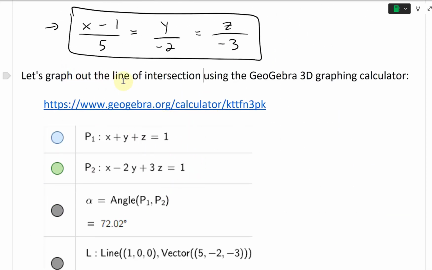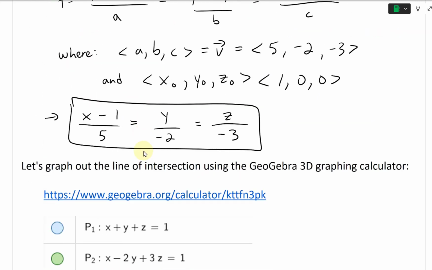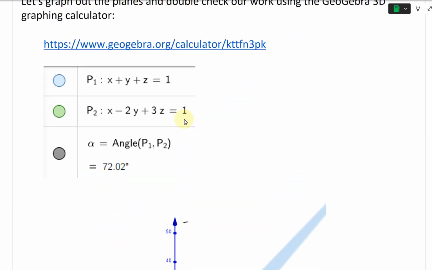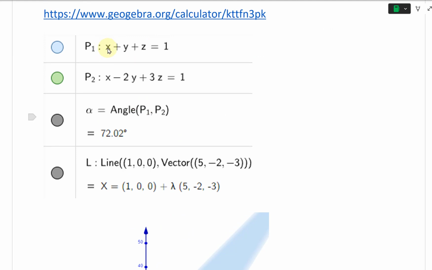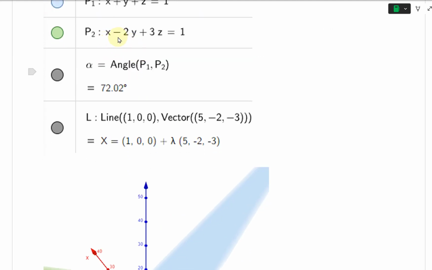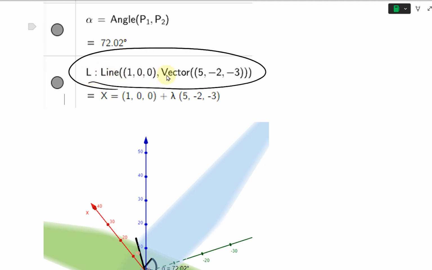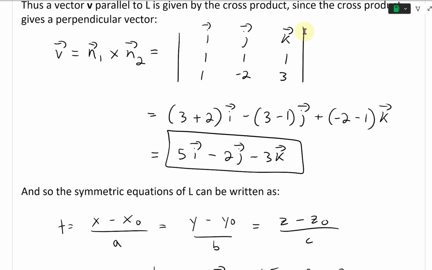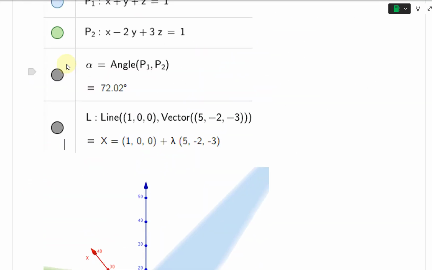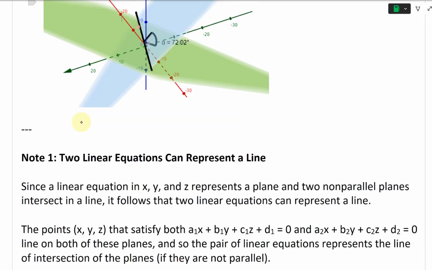Alright, so then we have the symmetric equations. Let's just graph this out. So let's graph out the line of intersection using, again, the amazing GeoGebra 3D graphing calculator. There's a link to it, and I'm just using the same link as above. It's the same equation, just added more terms, just to add the line of intersection. So there's plane 1, x plus y plus z equals 1. There's plane 2, x minus 2y plus 3z equals 1. There's the angle, 72 degrees. And now what I did was I made a line, just using the vector equation. So there's the point on line L, and then the vector 5, negative 2, negative 3 from the cross product. And then what happens is, you'll see this is plane 1, plane 2, and there's the line right there exactly on the intersection, which is absolutely amazing. So yes, it's a great way to double check your work.